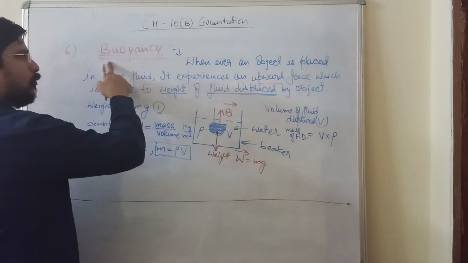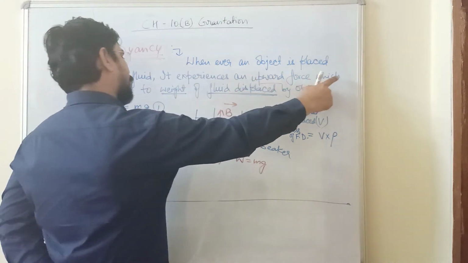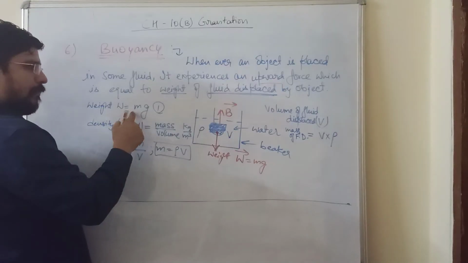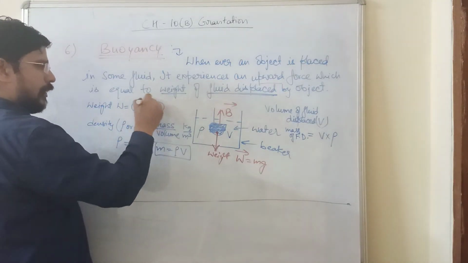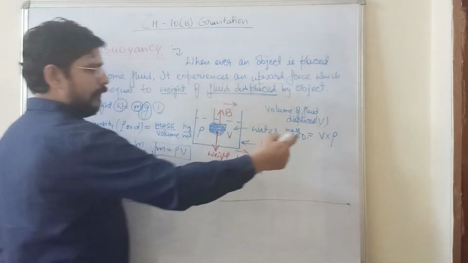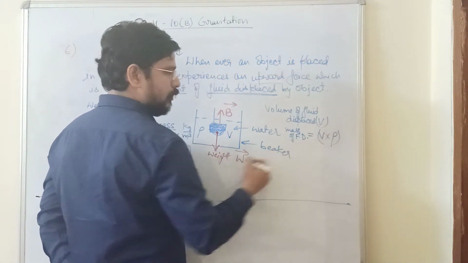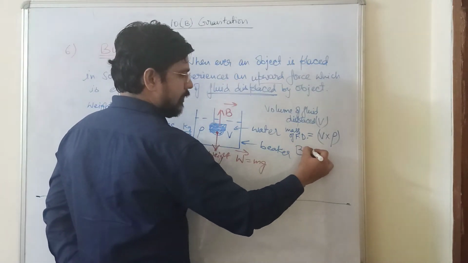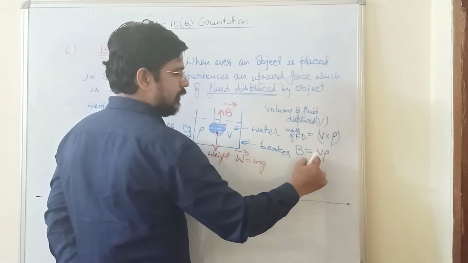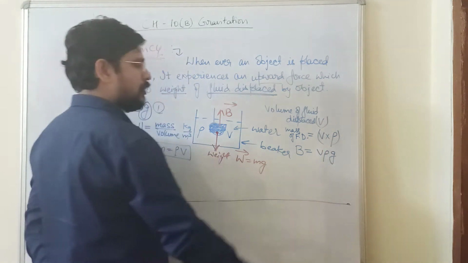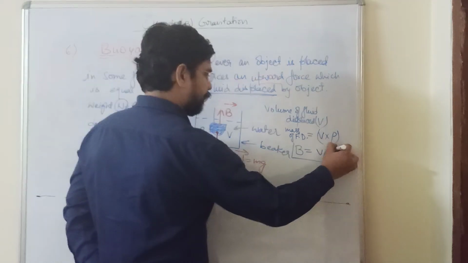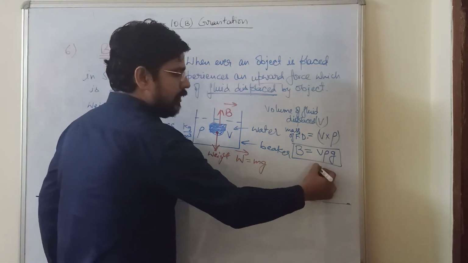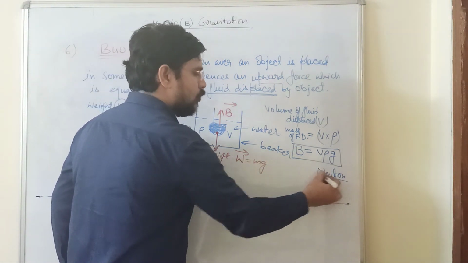But according to the definition of buoyancy, that upward force is equal to the weight of fluid displaced. And how can we calculate weight using mass? If we multiply our mass by acceleration due to gravity, we get the weight. If I multiply this mass, which is volume into density, by acceleration due to gravity, I will get my buoyancy. So buoyancy is equal to the mass of liquid displaced, that is V rho, multiplied by g, acceleration due to gravity. So buoyancy is also a force like weight, and the unit of buoyancy is the same as that of force, Newton.